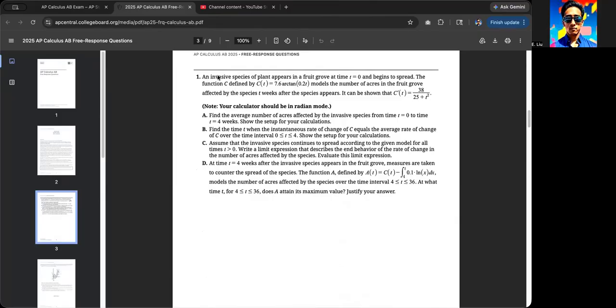So for example, here we'll read this out. Invasive species, a plant, appears in a fruit grove at time t equals 0 and begins to spread. The function C is defined by this function, which models the number of acres in the fruit grove affected by the species t weeks after the species appears. It can be shown that the derivative, or the rate of change, happens to be this. So what you can see real quick here is they've given you the function and they've given you the derivative.